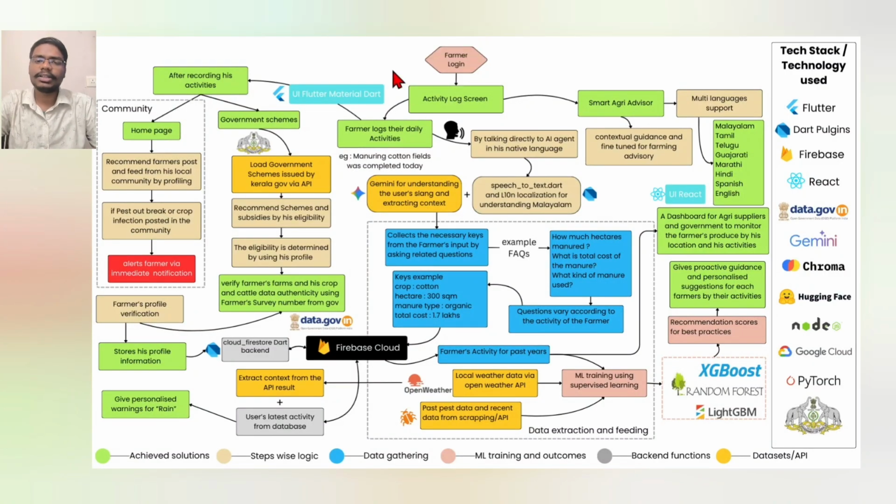Our team has taken problem statement number 25074. It provides an AI-powered mobile application for Kerala farmers. Let's see the comprehensive overview of our app. Our application is built on Flutter. First, let's go through the farmer login workflow.